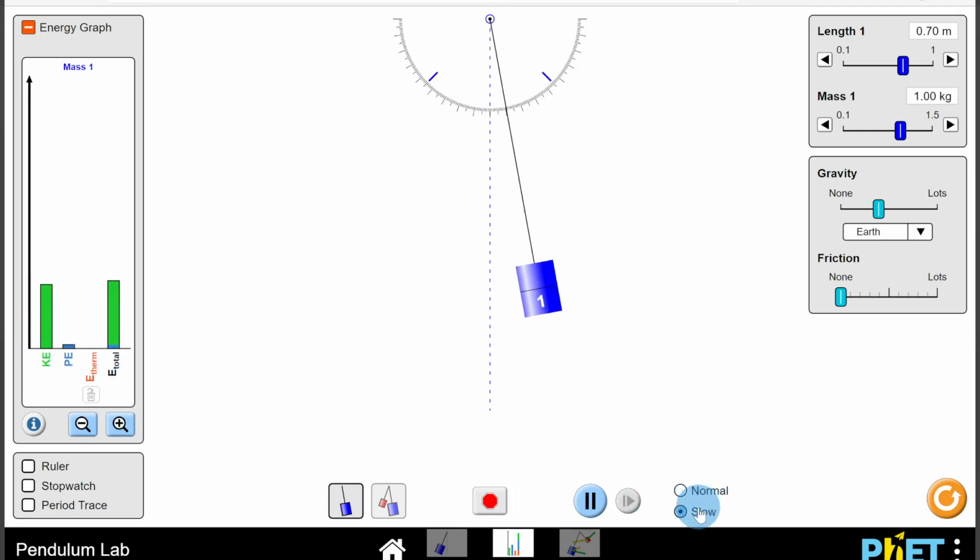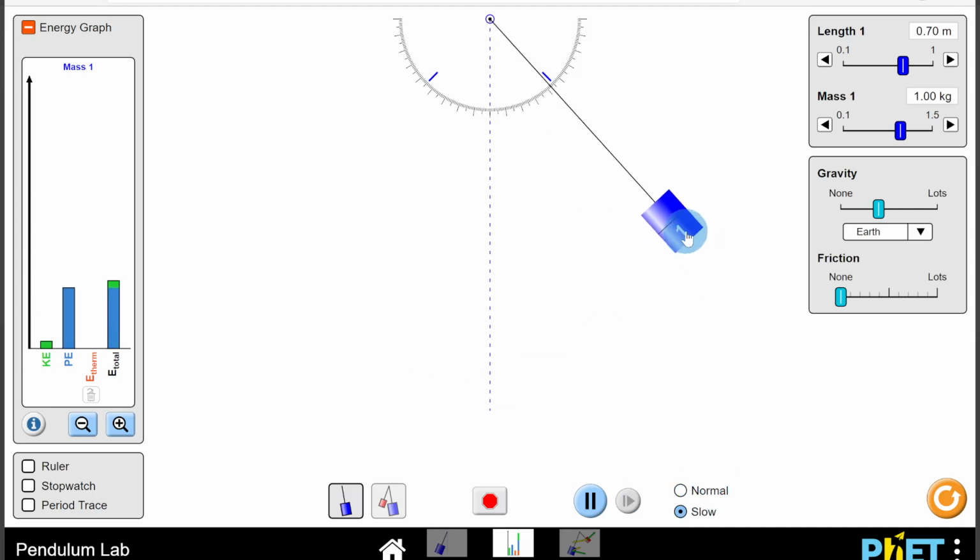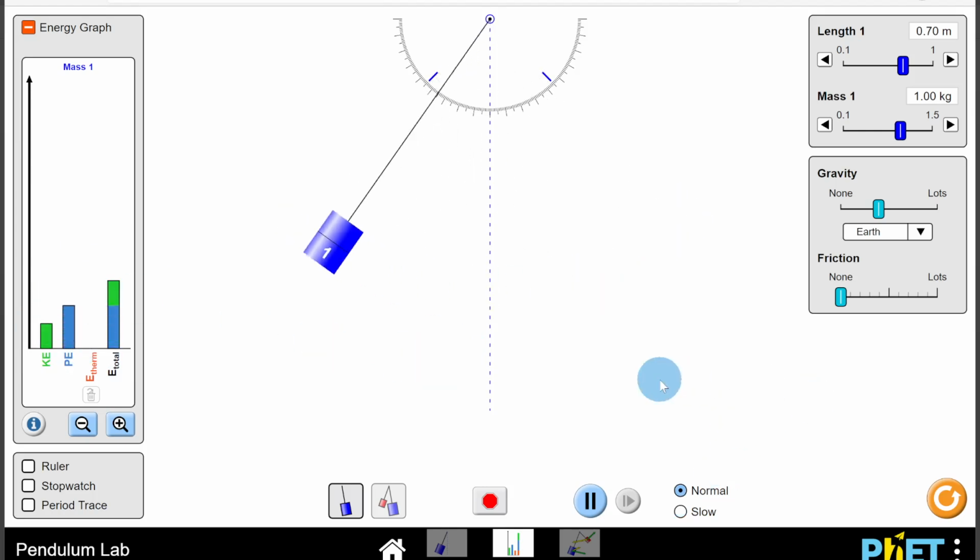Now, if we were to slow down that swing, you'll be able to see that at this point, we've got maximum potential energy. At the equilibrium position in the middle, we've got maximum kinetic energy. And then at the other extremity, we've got maximum potential energy again. Now remember, in everyday life, this is not going to be the case because this assumes no energy losses due to air resistance or friction.